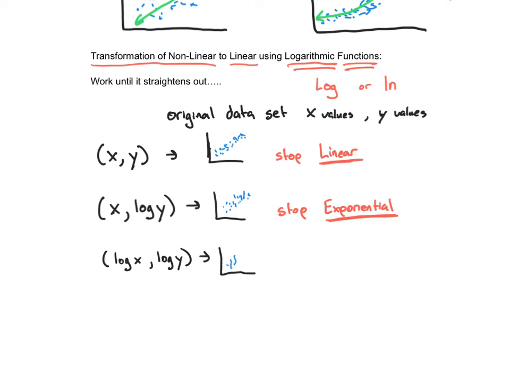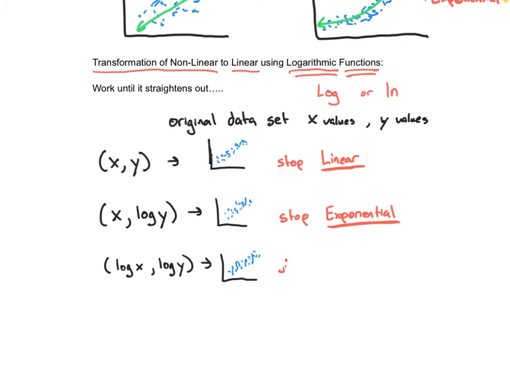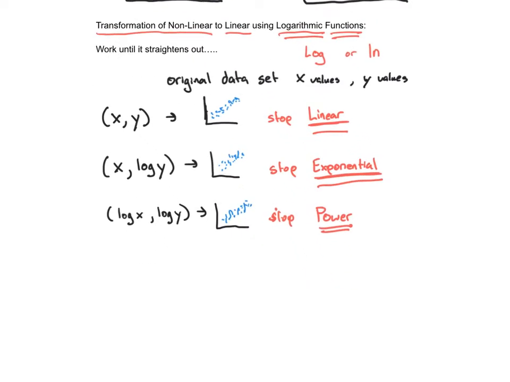If that, in fact, gives us a more linear result, then we would stop there, and we would know that the original was a power function. So those are the three we're going to be dealing with. Either they're going to be linear or exponential or power, right? And it depends on what we had to do to the x and the y values. If we just had to log the y and that straightened it out, then it is exponential.